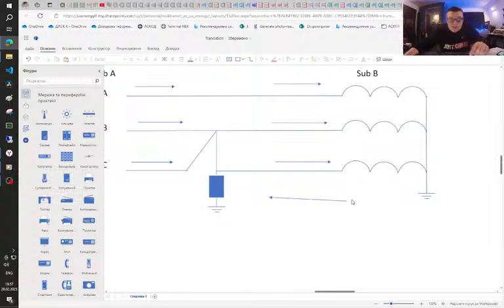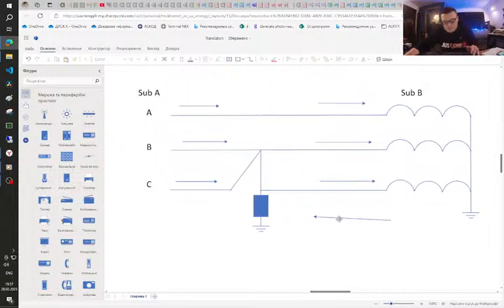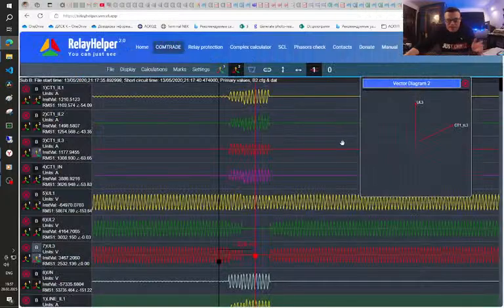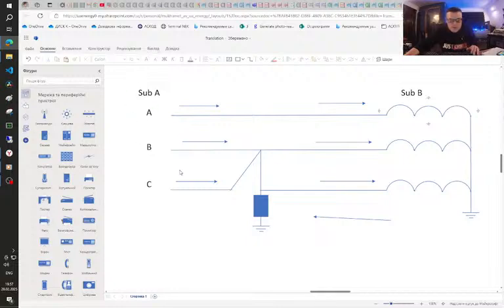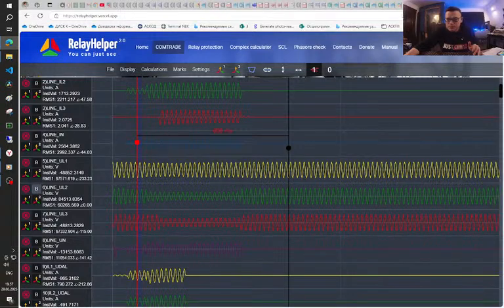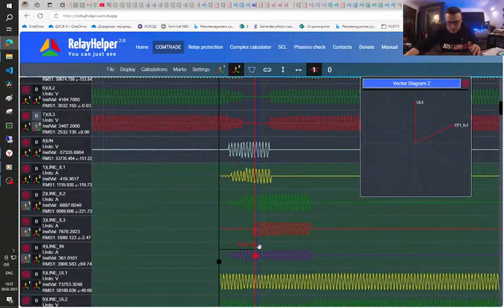So please, if you have any other ideas, write them in the comments or ask questions, and I'll be happy to see other opinions. But at this point I have only this explanation, and so from substation A's point of view we can almost see like a three-phase short circuit. And if we look at the vector diagram at this point, this is substation A.